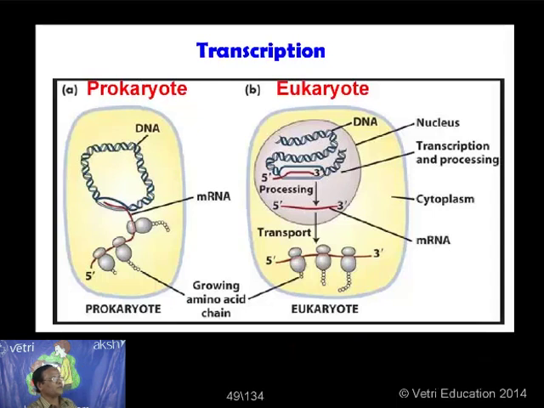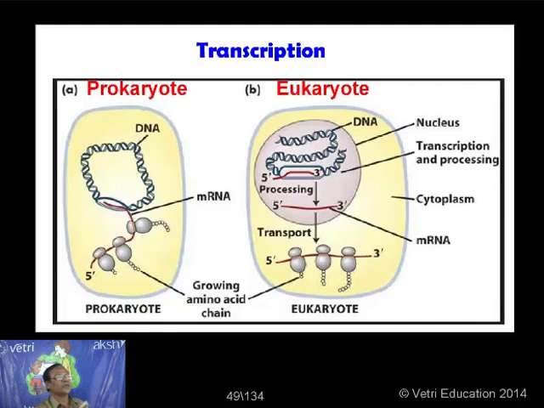Now let's pass on to the next part of this topic. Just to compare with the help of a diagram, in prokaryotic cells there is no definite nucleus. The chromosome, the DNA, is found in the cytoplasm itself. That's why transcription and translation take place simultaneously in the same compartment. But in eukaryotic cells, the transcription process takes place within the nucleus, because we have a definite nucleus. After that, the mRNA has to undergo splicing, capping, tailing, etc. That is known as processing.